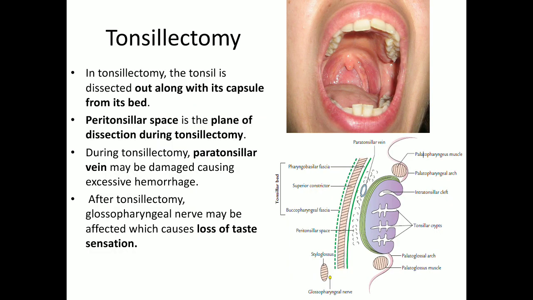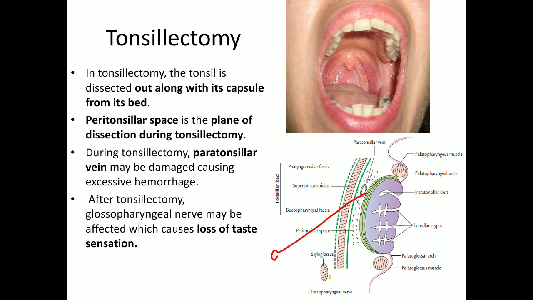Now what is tonsillectomy? Removal of the tonsil is called tonsillectomy, and during tonsillectomy we have to remove the capsule with the tonsil from its tonsillar bed, and the plane of dissection during surgery is the peritonsillar space. During surgery there are chances of hemorrhage if there is rupture of the paratonsillar vein, because these paratonsillar veins are present in the peritonsillar space and we are doing surgery in the peritonsillar space, so there are maximal chances of damage to the paratonsillar vein.